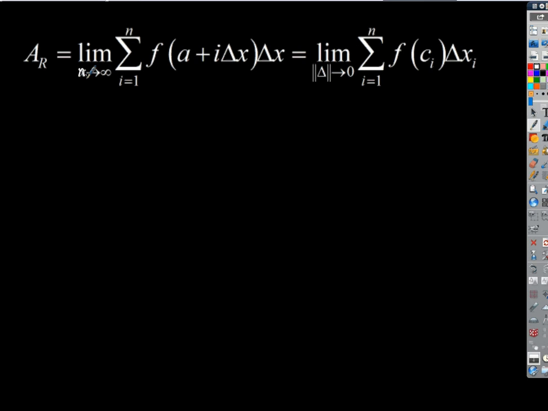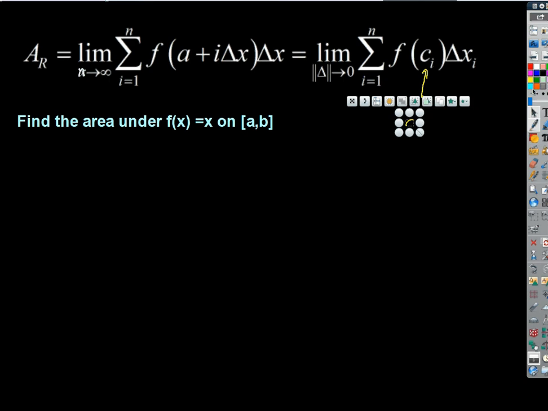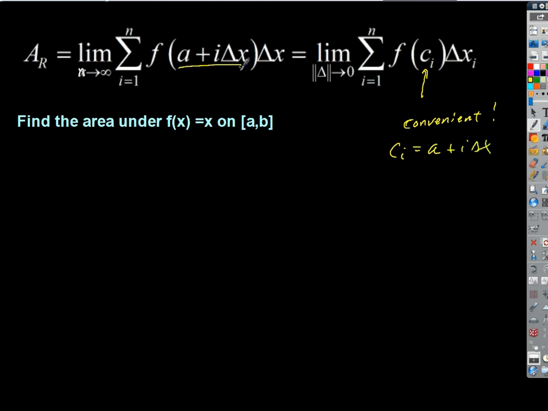Well, this is just saying c sub i just means c for convenience. So c for the use of the most convenient value of x to define the heights of the rectangle. So what's that going to be? I mean, it's going to be the right edge, isn't it? Right. So that's typically going to be c sub i is just going to equal a plus i delta x, just like we were using, right? So we were doing it the most convenient way.